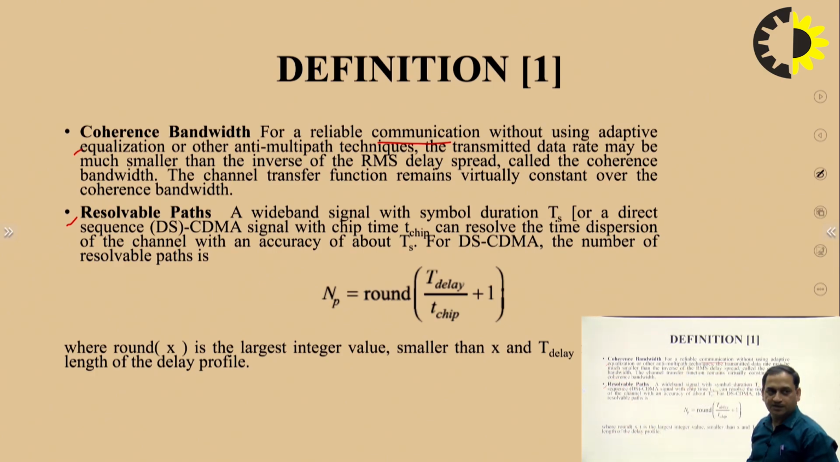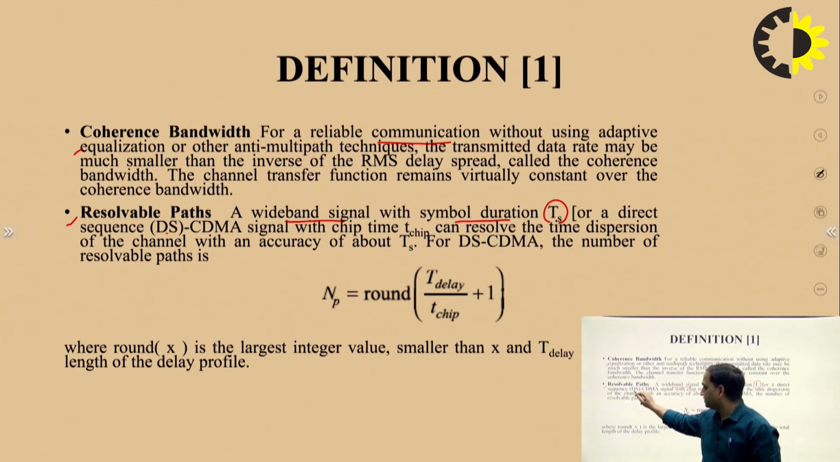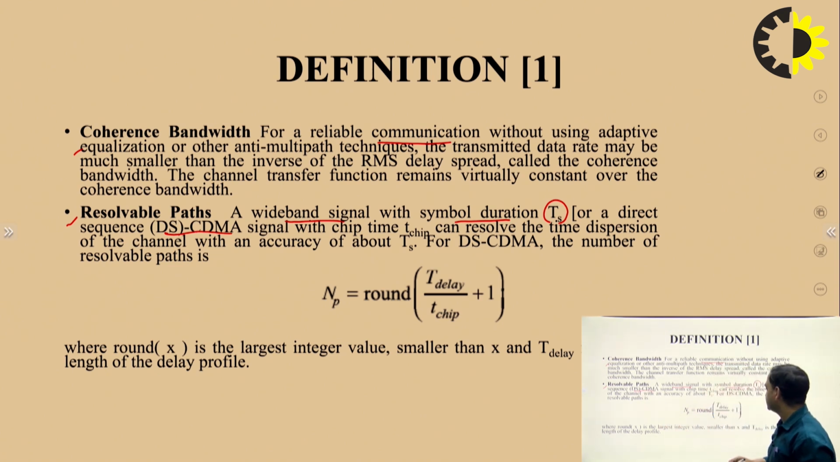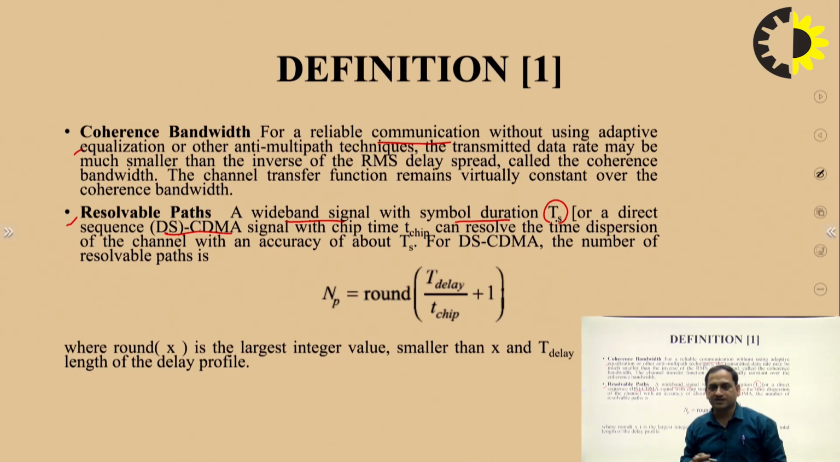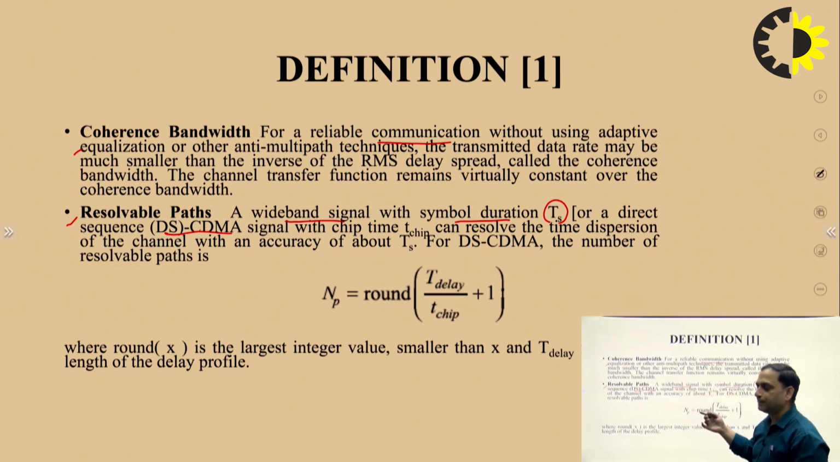What is the phenomenon in this category? In a wideband signal with symbol duration Ts, we use the DS CDMA system, direct sequence CDMA. In direct sequence we use PN sequences at the transmitter side and at the receiver side. Both PN sequences must be known to the transmitter and the receiver, so that we can resolve the different paths for detection at the receiver side.